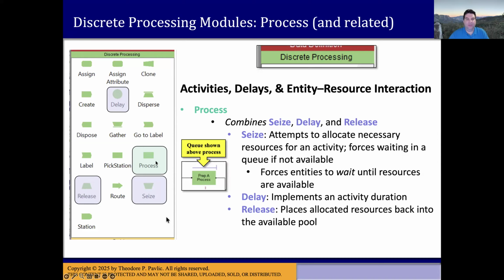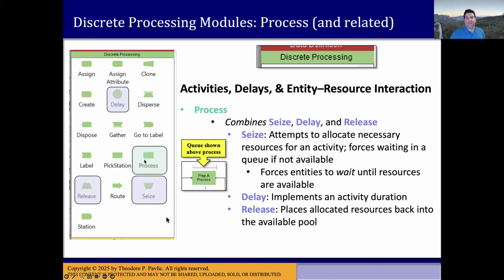Now, when you drill down into the process block, you can configure it to seize a certain number of resources, delay by how much time it takes to actually do the activity that needs those resources, and then release those resources once that activity is done. So when you start building these models, you usually configure process blocks to do all three of those things: seize, delay, release. And that is an option that you can set them for.